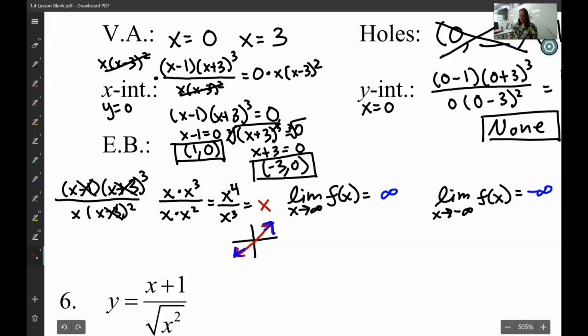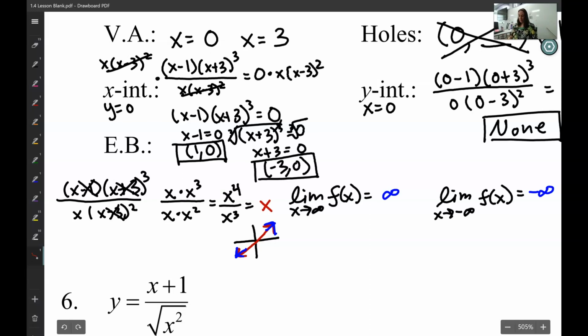So I get x times x cubed and x times x squared, so I get x to the 4th over x cubed, which simplifies to x. Now, this x is telling you what the ends of the graph are doing, how it behaves at the end points. That's why we call it end behavior.